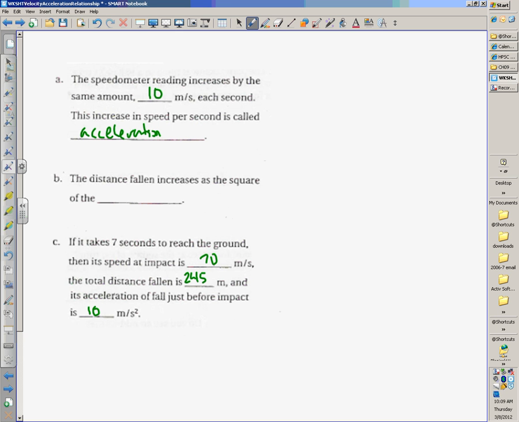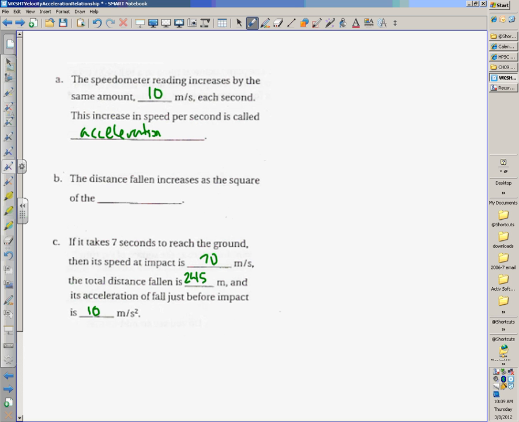Okay? Alright, let's take stock. First, do we understand where the 70 came from? Okay. Do we understand where the 10 came from at the bottom? 10 is the acceleration caused by gravity. So just before it hits the ground, it's still gaining speed at a rate of 10 meters per second per second. Alright, let's talk about 245. There's a couple of ways we can do it.